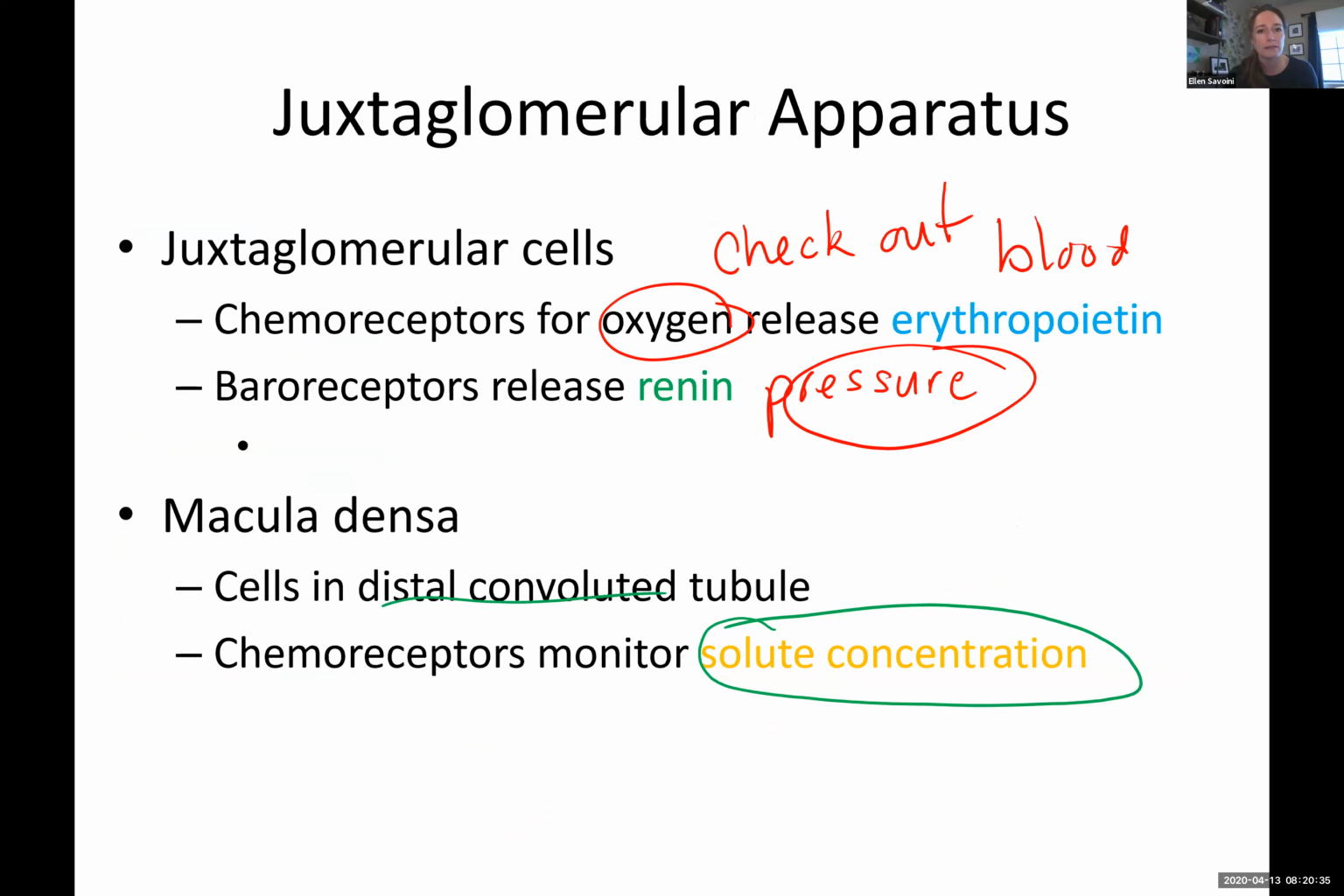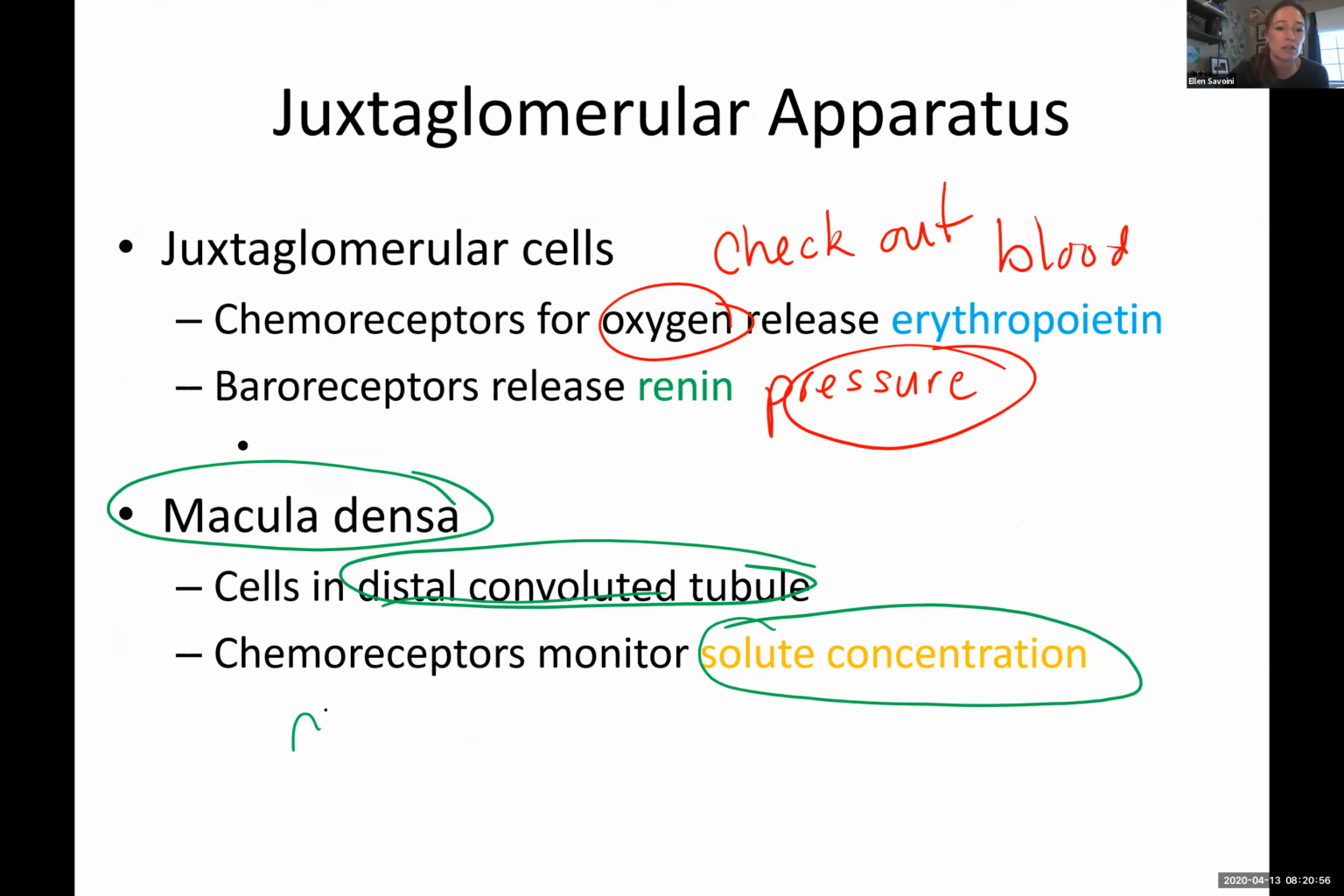So on this slide, I want you to realize this whole juxtaglomerular apparatus is made of cells that are either in the distal convoluted tubule, in the macula densa section, or in the afferent arteriole wall, for the juxtaglomerular side. One is checking out the blood, the other is checking out the filtrate. And we're double checking that what gets dumped from the filtrate and ultimately into the urine is indeed, as far as a solute, what we have too much of in the blood. Okay.